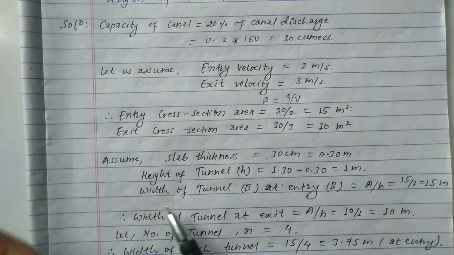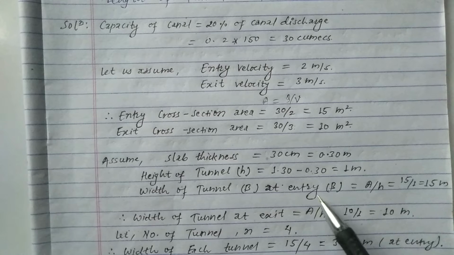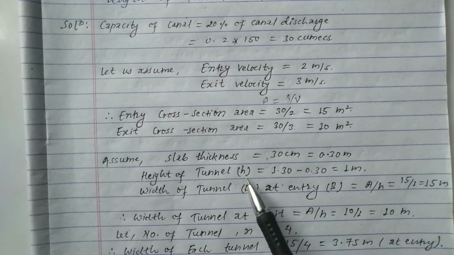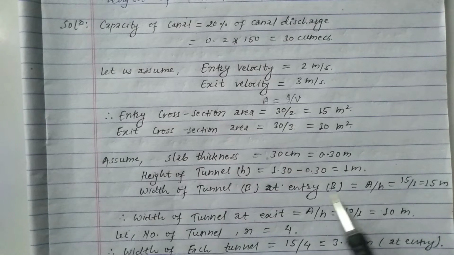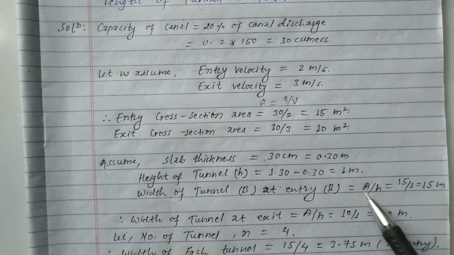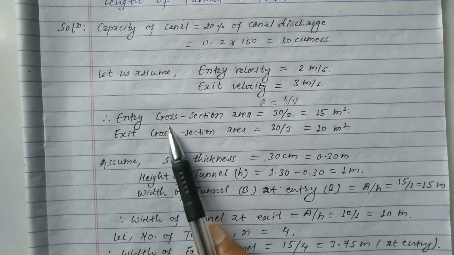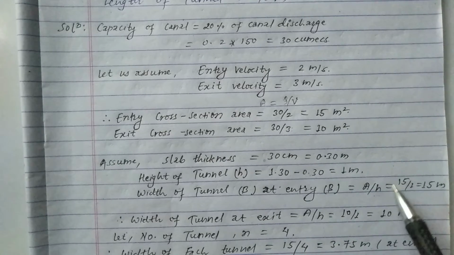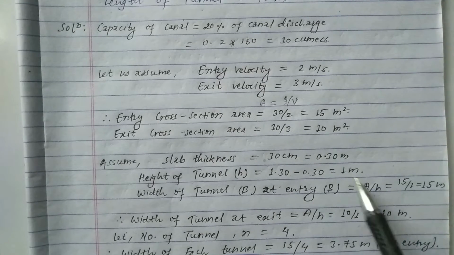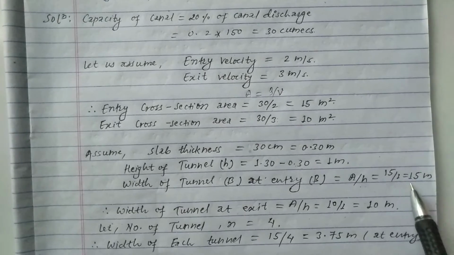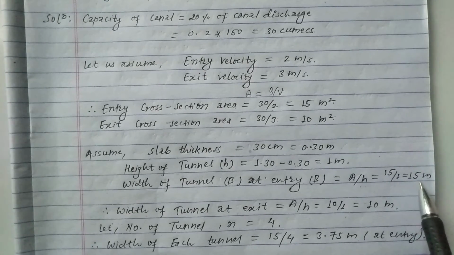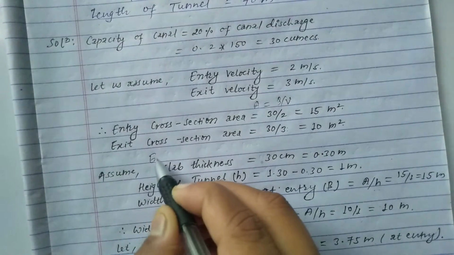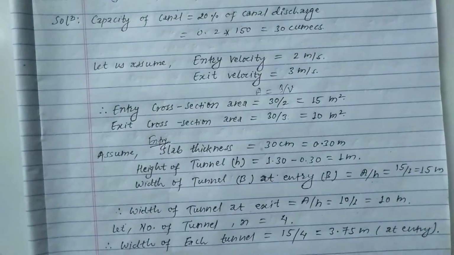Okay, now we have to calculate the width of the tunnel at the entry. When we have the value of a and h is already known, then we can simply calculate the width of tunnel b equal to a by h. For the entry we have to take the value of a equal to 15 and the value of h is 1 meter. So this value becomes 15 meter. Okay, so this is for the entry. You can write also here.